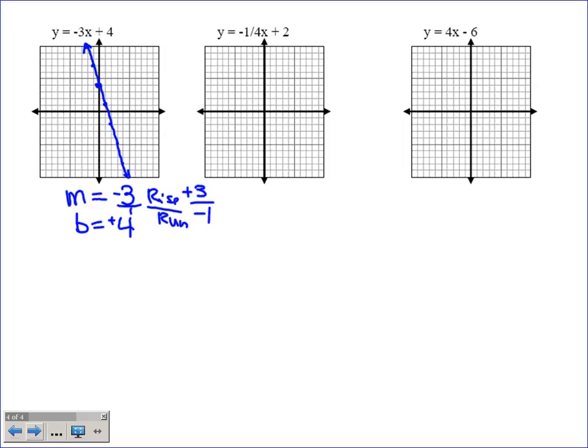And notice the slope is negative, and from left to right, we're falling down. Like if this was a mountain, we'd be rolling down this mountain, correct? Yes.